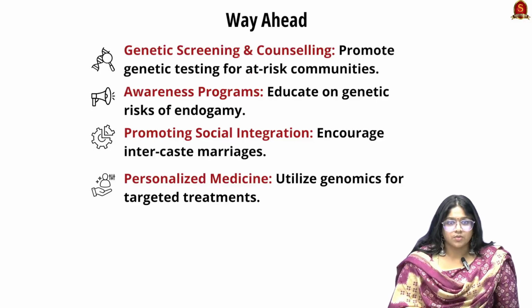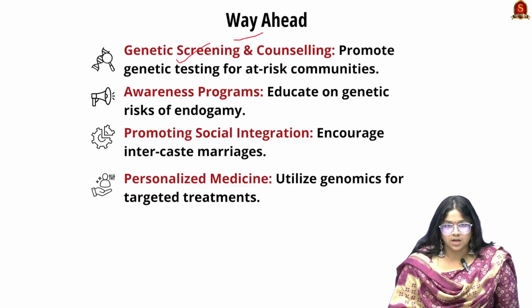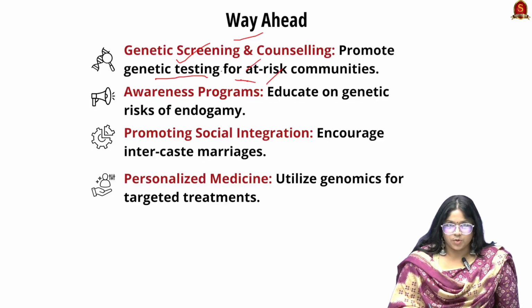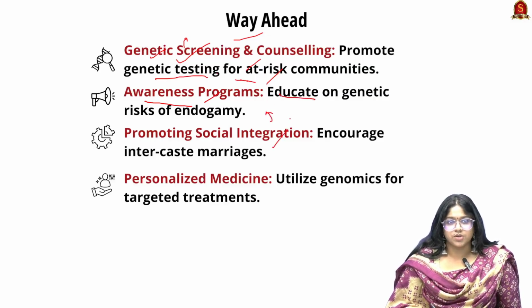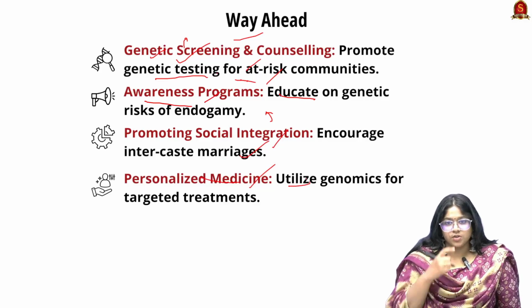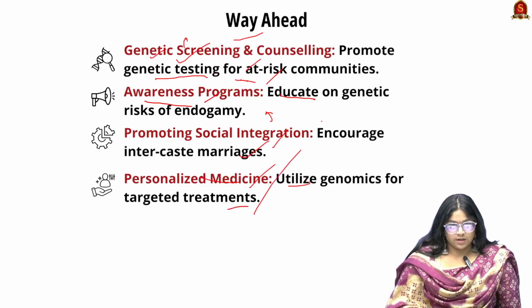So looking into the way ahead, first is genetic screening and counseling. Here it can promote genetic testing for at-risk communities, so even people who are engaged in endogamous marriages can have genetic screening. Next is awareness programs. Next is promoting social integration along with the awareness program, that is, to educate on the genetic risk of endogamy and encourage intercaste marriages, and having personalized medicine. So it can utilize genomics for targeted treatments.